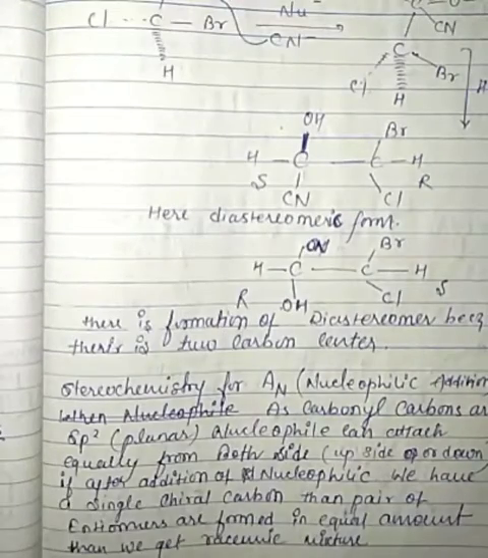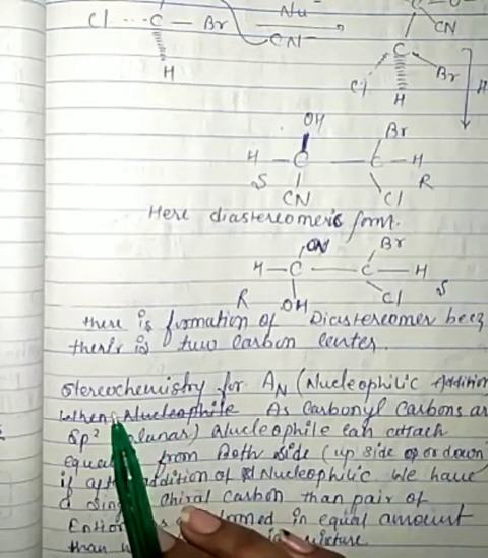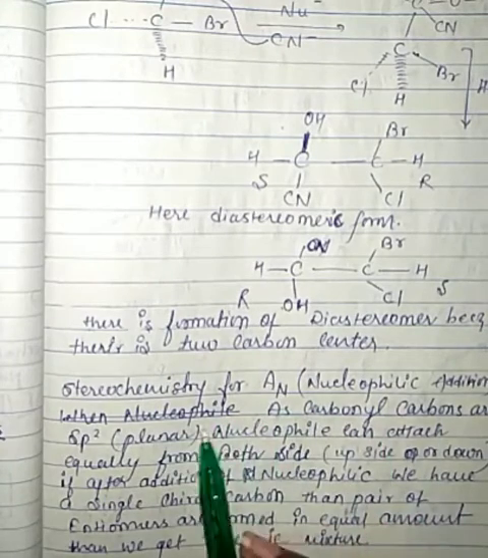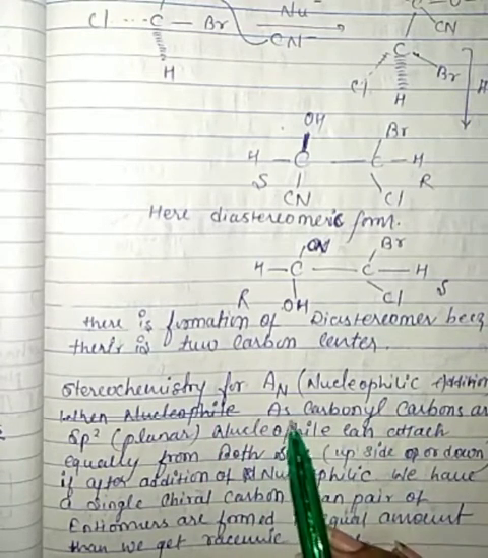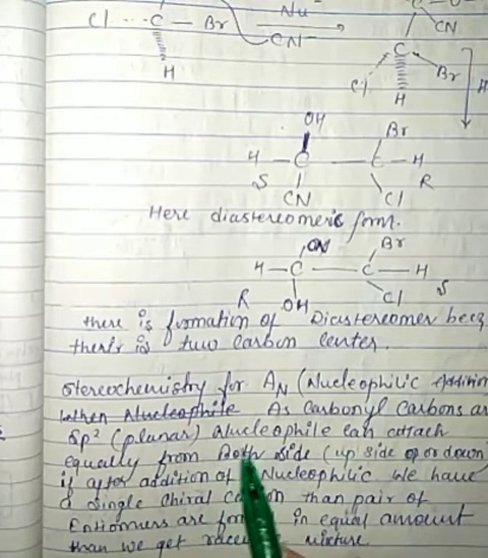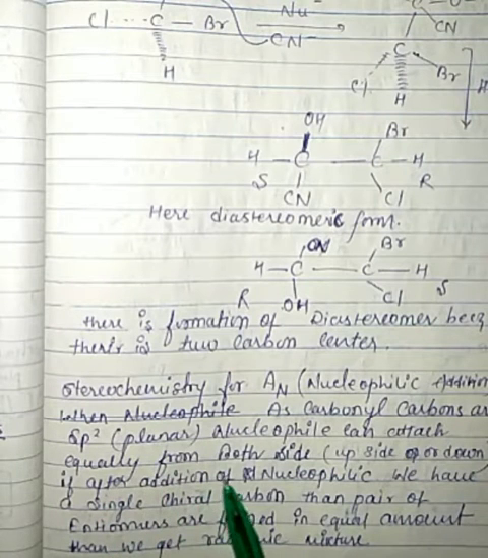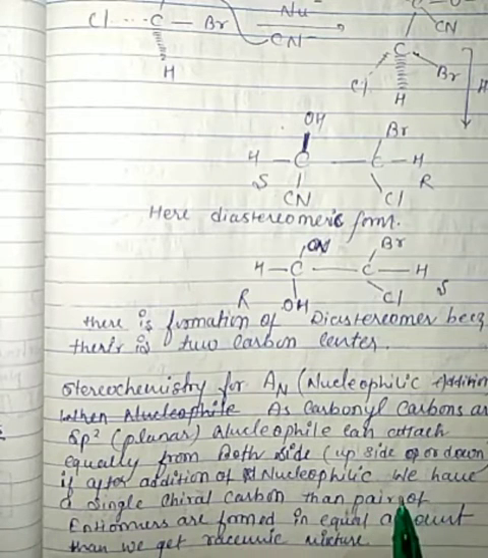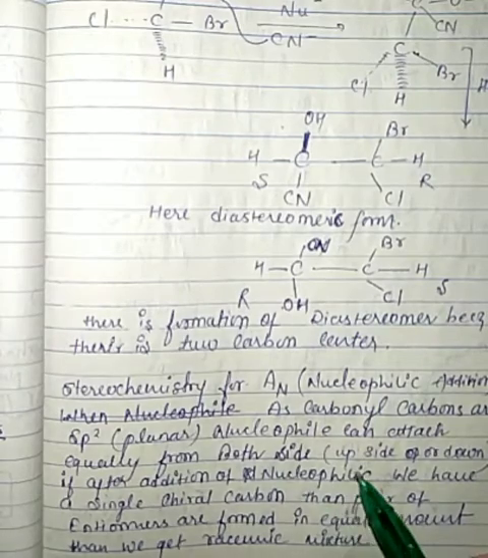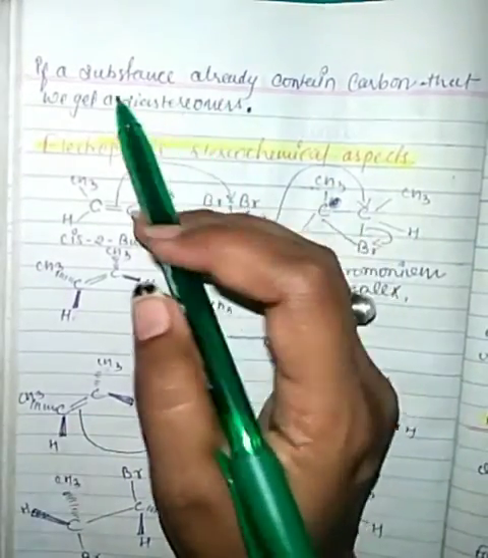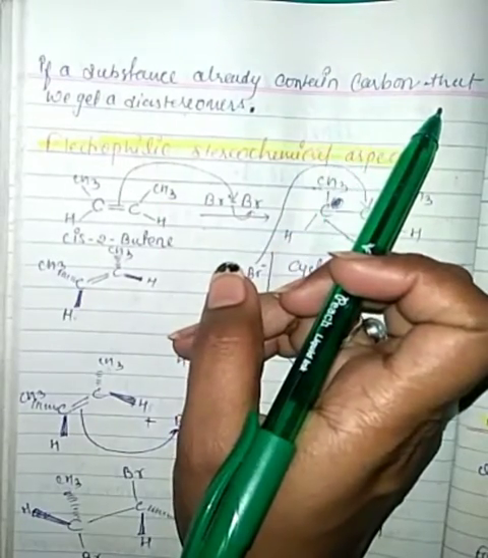Next we see another point, the stereochemistry for nucleophilic addition reaction. As the carbonyl carbon is sp2 hybridized and planar, the nucleophile can attack equally from both sides, upside or downside. If after addition of the nucleophile we have a single chiral carbon, then a pair of enantiomers is formed in equal amount, and we get a racemic mixture. If a substance already contains a chiral carbon, then we get a diastereomer.